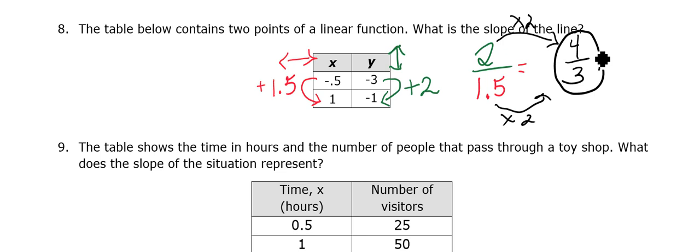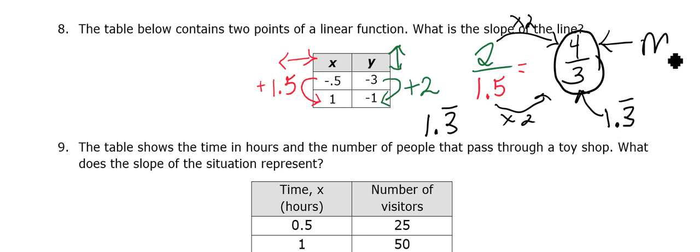But say this was one of my answers, I could actually change this to a decimal. And when I change it to a decimal, I get 1.3 repeating. And then when I'm checking my other answer choices, this also gives me 1.3 repeating. So that would give me the same answer either way. So that's a way for me to check my work.